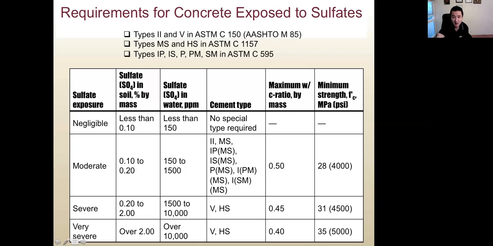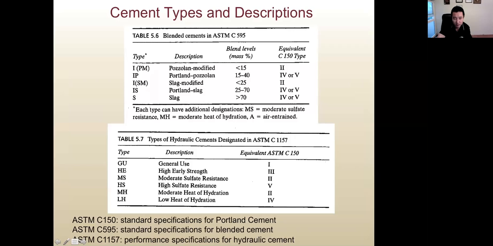There are at least 3 standards that specify the type of cement. We are very familiar with ASTM C150, which is the standard specification for Portland cement. The 5 types of cement we discussed earlier in this class, types 1, 2, 3, 4, 5. We have 2 other types of standard. C595 is the standard specification for blended cement, which we can see from this table. We have type Portland modified or type PM, which is similar to type 2 cement. We also have, for example, slag modified cement or SM, which is again similar to type 2 cement.